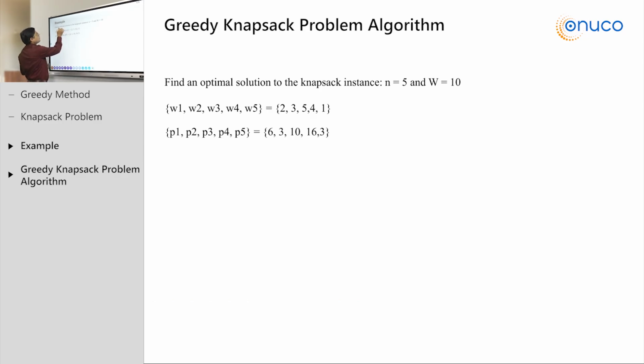Find the optimal solution to the knapsack instance. Number of elements is 5, and the total weight capacity, the capacity of the knapsack, is 10 kg. Now here we have 5 elements with weights 2 kg, 3 kg, 5 kg, 4 kg and 1 kg. And their profits P1, P2, P3, P4, P5 are 6, 3, 10, 16, 3.